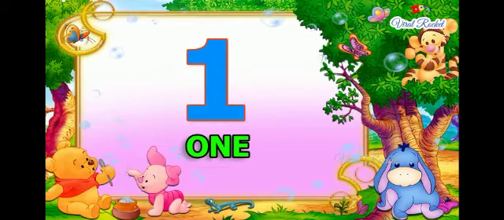Do practice of backward counting 15 to 1. When you are done with your practice work, send your practice work picture to our WhatsApp number.